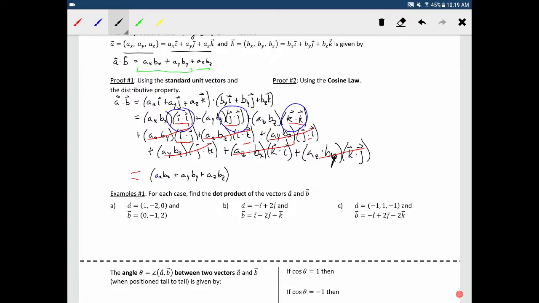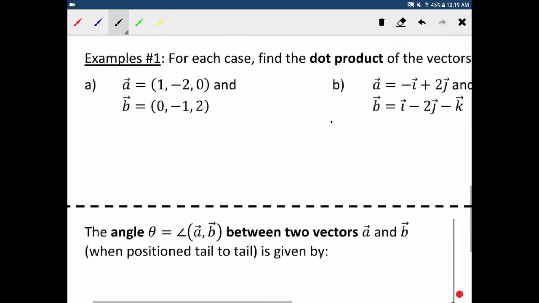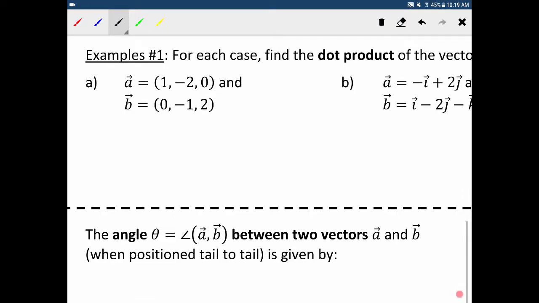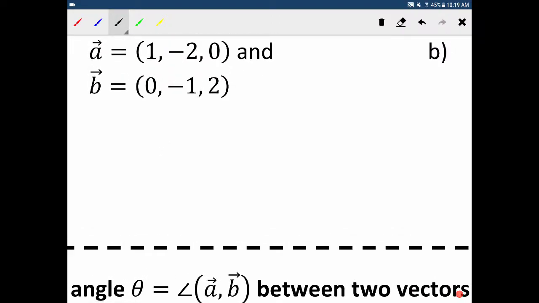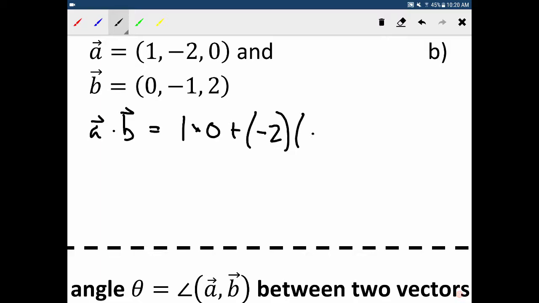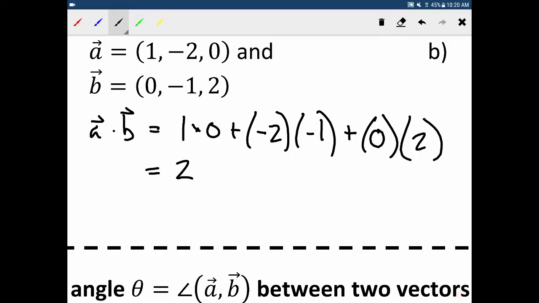I'm going to skip the proof with the cosine law. I'll let you do that on your own if you choose to, because I do want to get into some of these examples and show you how this is fairly straightforward compared to the one we did yesterday anyway. So for instance here, we're going to have A times B, or with the dot product. So you're just going to have 1 times 0, okay, plus negative 2 times negative 1, plus 0 times 2. Okay, obviously the 2 that equals 0 cancel out, and we're just left with a positive 2.